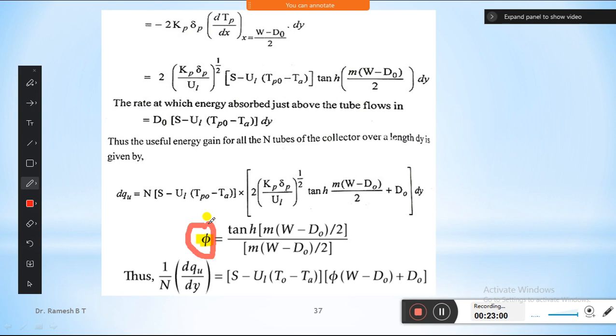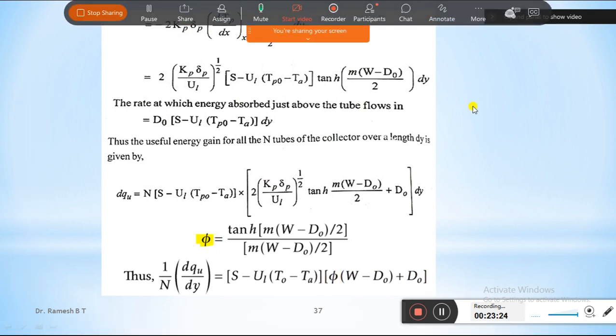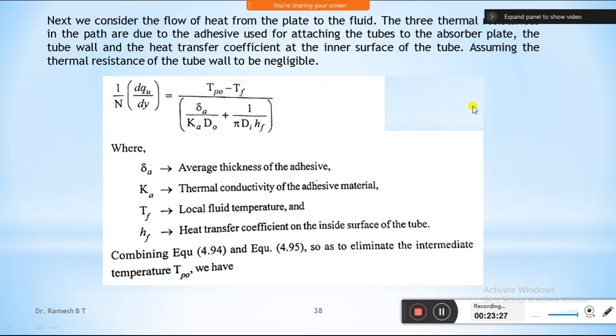And thus the final equation will become 1 by n dQu divided by dy, which is equal to (S minus UL) into (Tp0 minus Ta), multiplied by phi, we introduce this term phi, into (W minus d0) plus d0. So this is the equation, and next we are going to consider the flow of heat from the plate to the fluid. So far it was only from the plate. So now the plate to the fluid heat transfer.